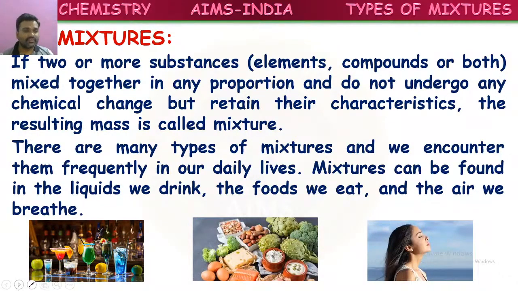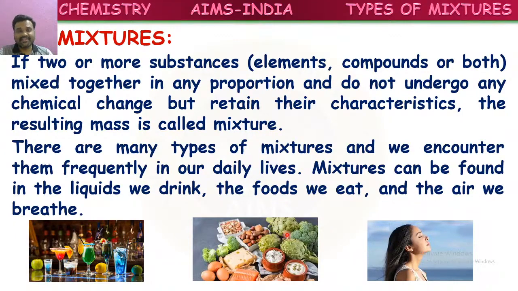If you see the first one, drinks. If you drink a cola, it is made up of sugar, water, some gases dissolved in it, and some chemicals added to get the flavor. So in this way, the drinks we consume daily are made up of different components. So they are mixtures. And the food items we eat, generally, if you take food, it is made up of rice, curries, water, salts, masala. All these ingredients are there in it. So they also come under mixtures.